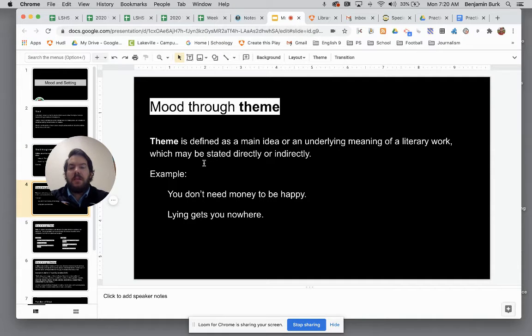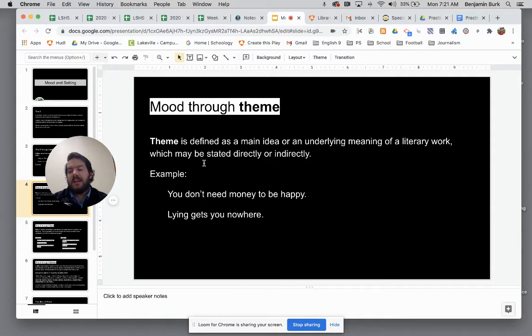Mood through theme. Now remember, theme is a main idea or underlying meaning of the work, which sometimes is stated right away. It's pretty obvious. The author is clear that they want to have a certain theme come through. Other times it's indirect, and you kind of have to make an inference about what the theme is.